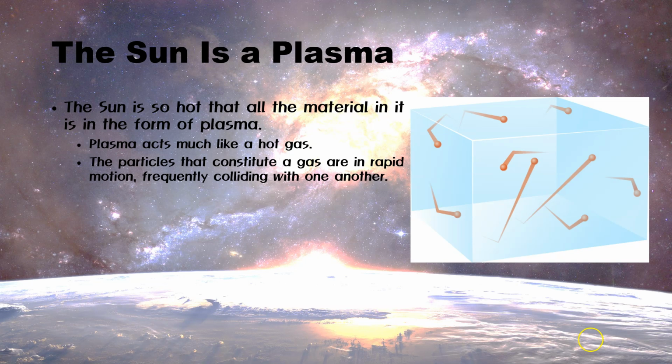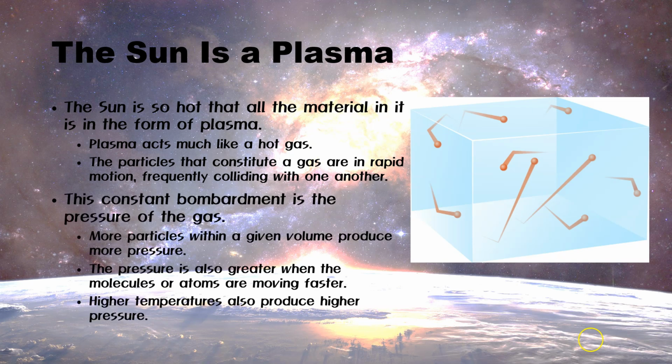The particles that constitute a gas are in rapid motion, frequently colliding with one another. Now, this constant bombardment is the pressure of the gas that the sun exerts. More particles within a given volume produce more pressure. And the pressure is also greater when the molecules or atoms are moving faster. Higher temperatures, which as we see in the sun, also produce a higher pressure.